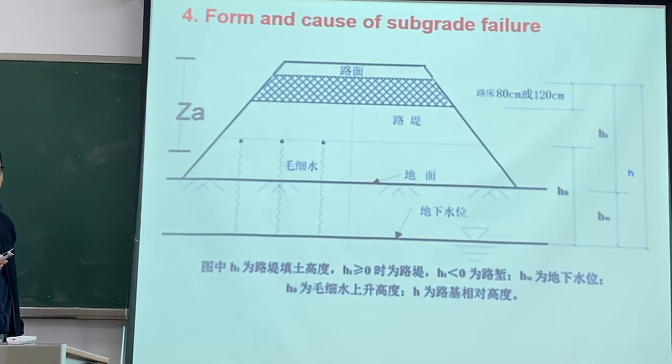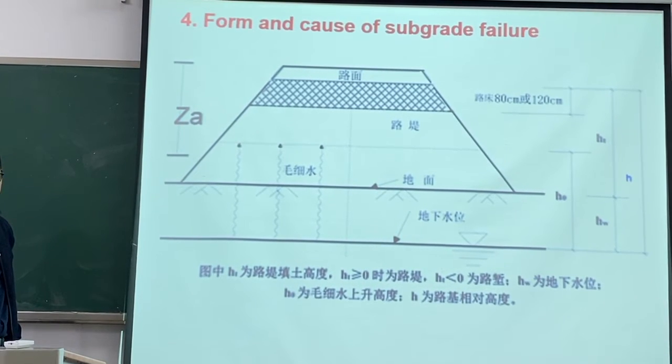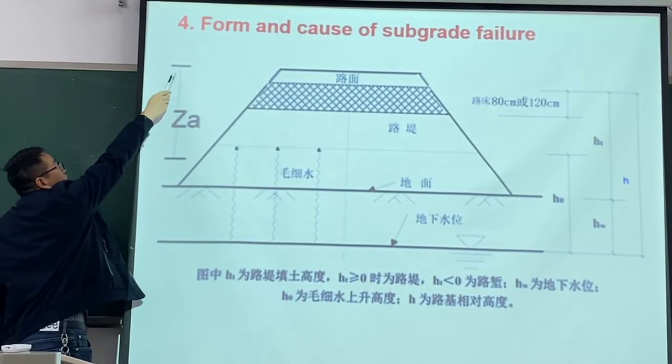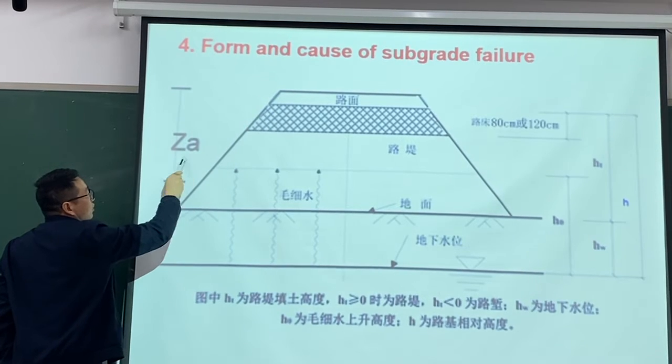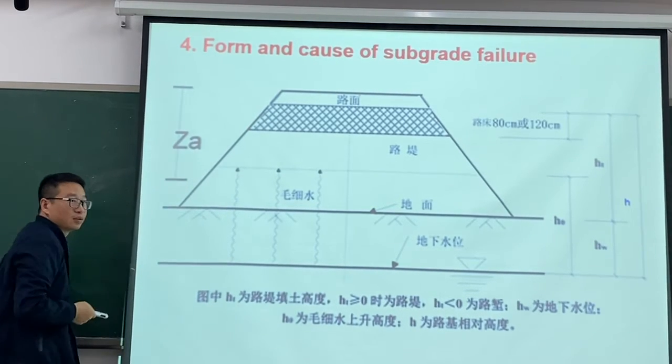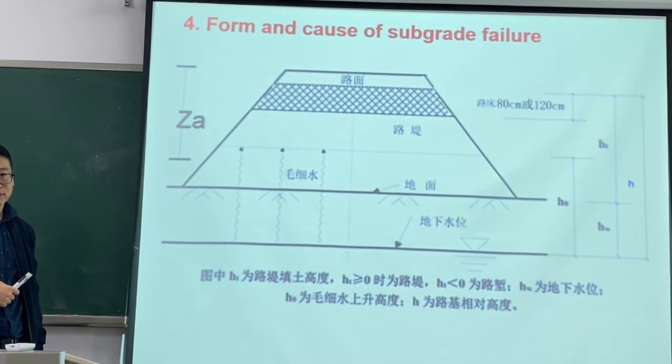Dry, medium humidity, or humid. H is close to 0, that level. From here to here is up to this level. It's in dry state.